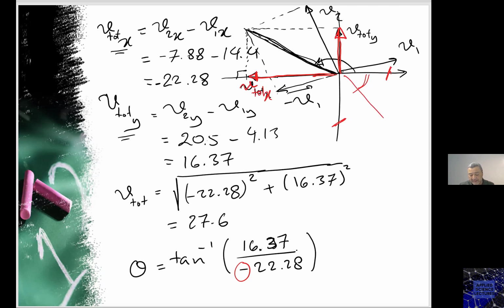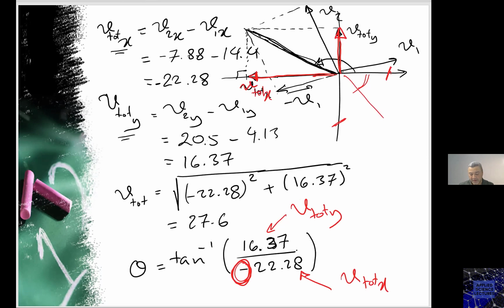If the y component, which in this case is V tot y, is positive and the x component V tot x is negative, then you are in the second quadrant, not the fourth one. So you just look at the signs of your projections, the totals of x and y. Oh, okay. All right.